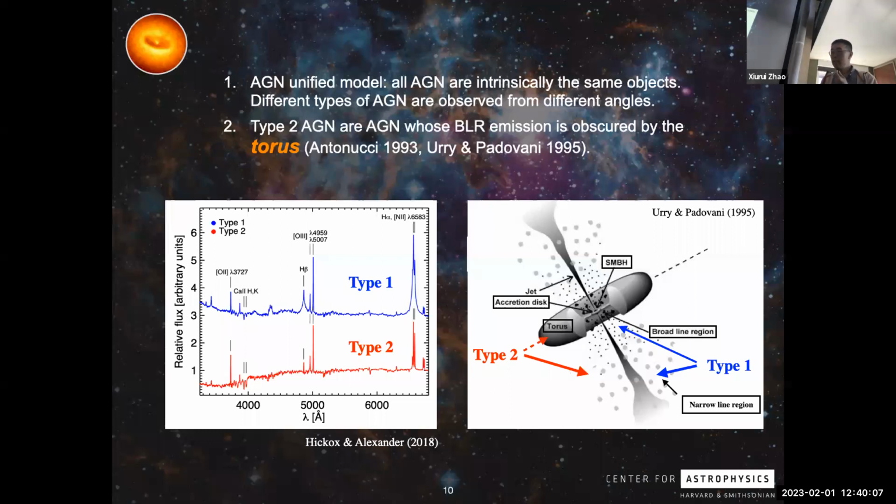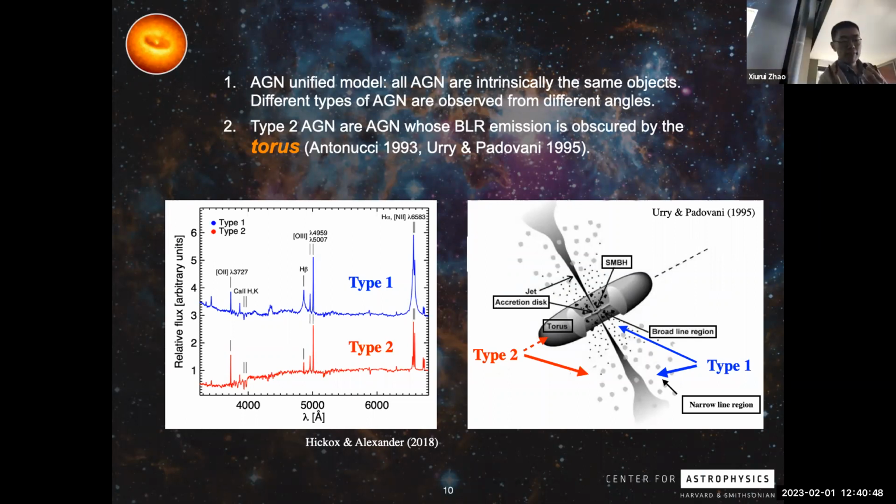AGN can be divided into two categories based on their optical spectrum features. On the left, I show two types of AGN optical spectra. One type is type 1 AGN. You can see both the narrow emission lines like oxygen III, and also the broad emission lines like H beta and H alpha. For type 2 AGN, you can only see the narrow emission lines without any broad emission lines.